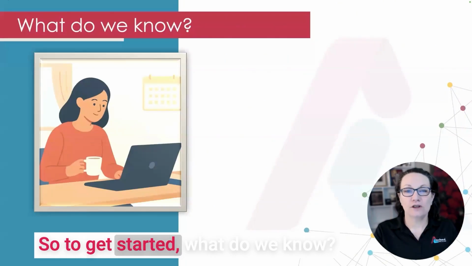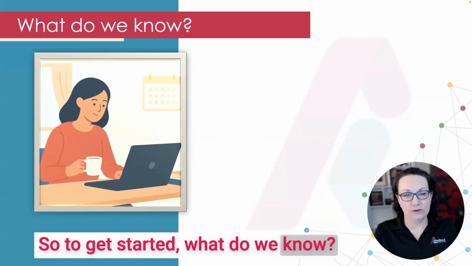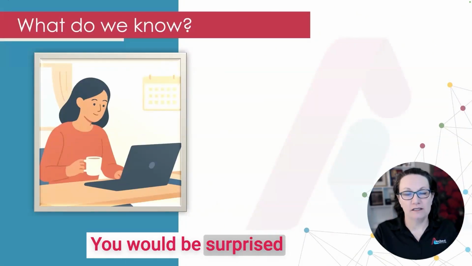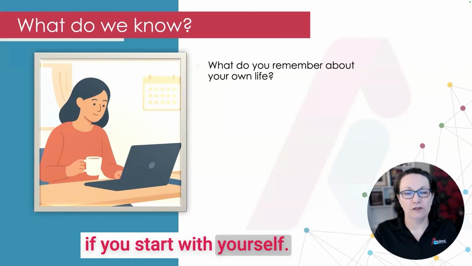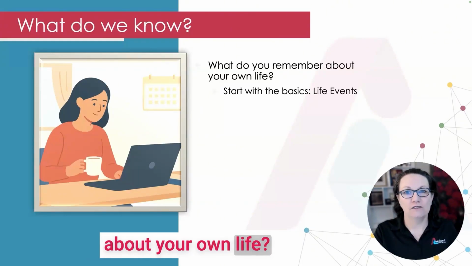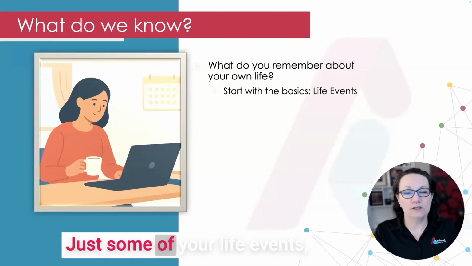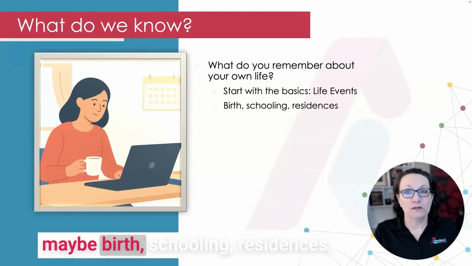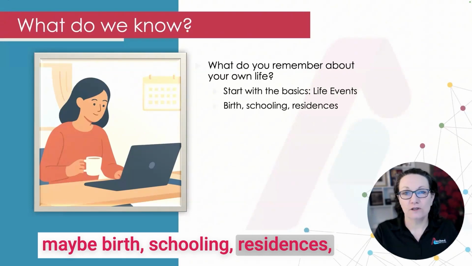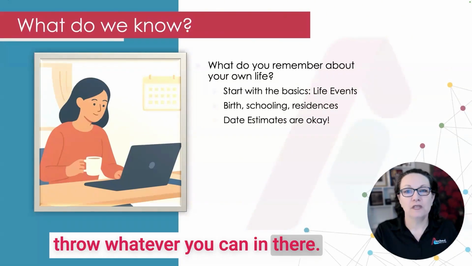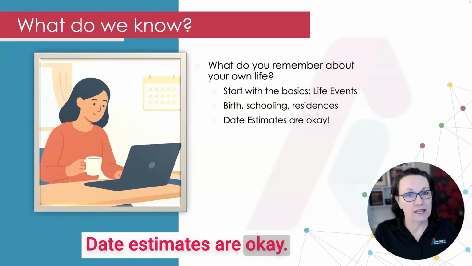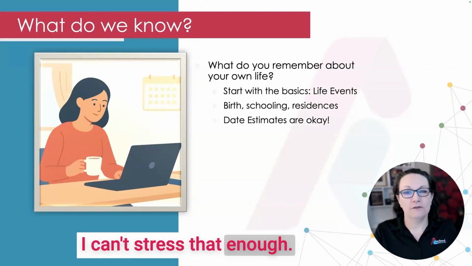So, to get started, what do we know? You would be surprised if you start with yourself. What do you remember about your own life? Start with the basics, just some of your life events. Maybe birth, schooling, residences. Throw whatever you can in there. Date estimates are okay. I can't stress that enough.